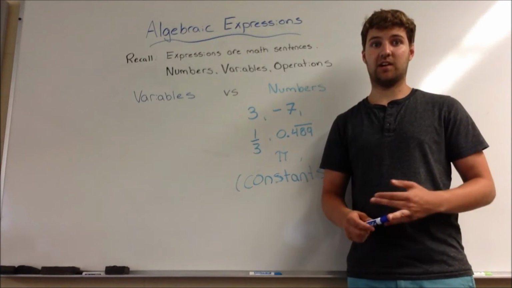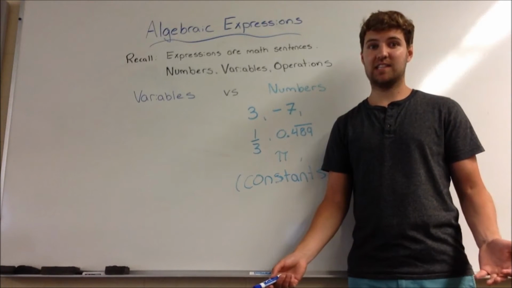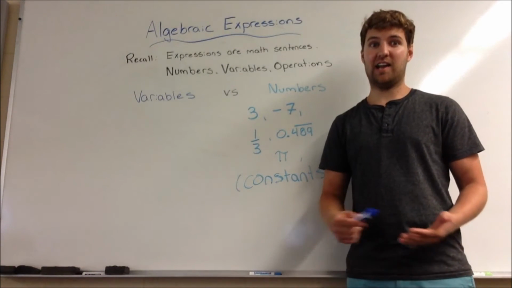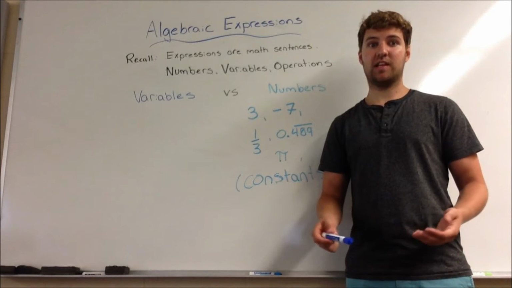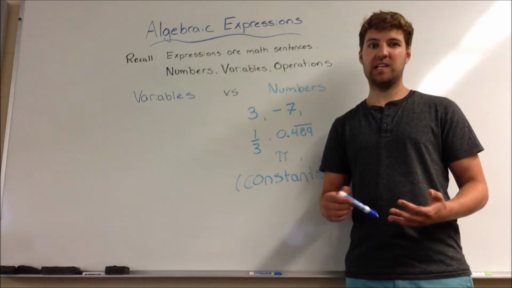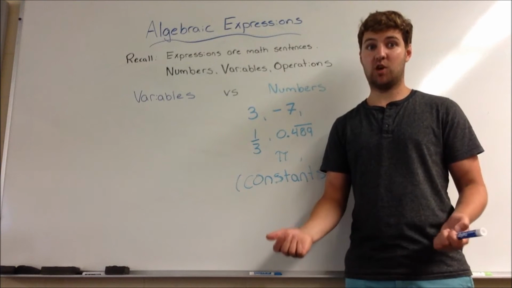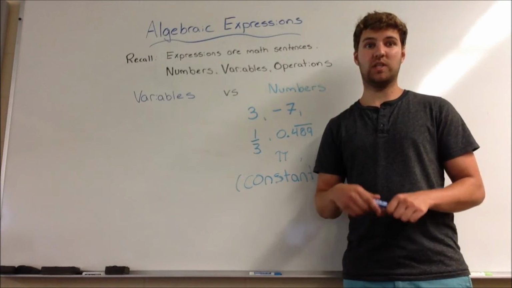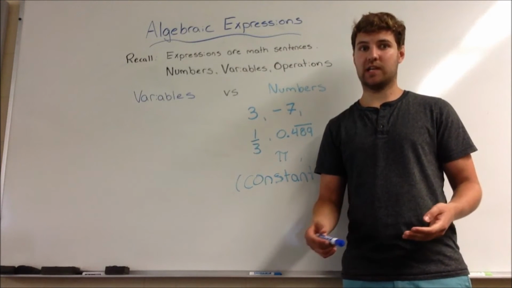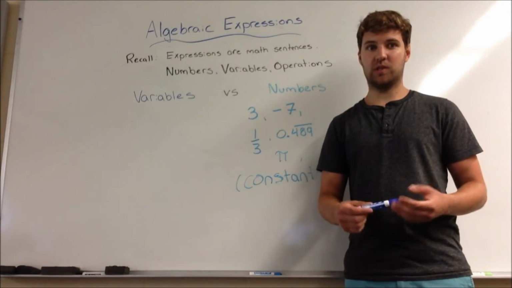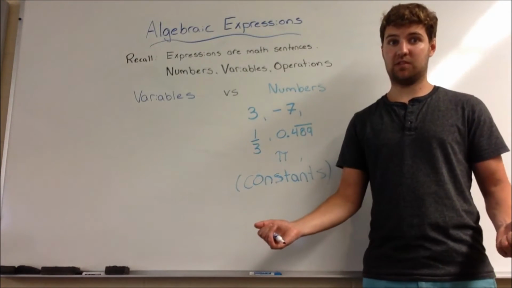Variables, on the other hand, are things that are changing. Obviously in life, not everything is always the same. Things are changing all the time, and we need a way in math to show that. So variables are a way of showing quantities that we don't know or could be changing, and the way we do that is we use letters to represent them.